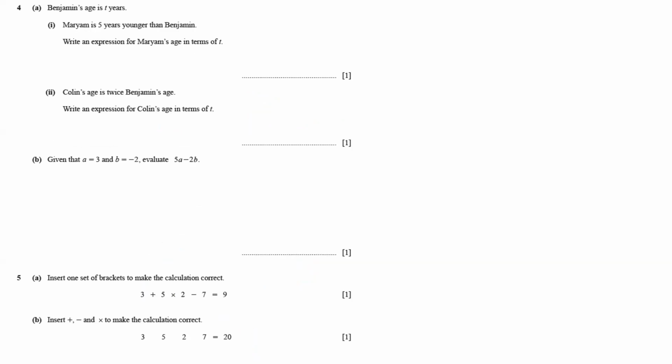Question number 4. Benjamin's age is t years. Mariam is 5 years younger than Benjamin. So write an expression for Mariam's age. So if Benjamin's age is t, so Mariam 5 years younger means her age is t minus 5 years. Colin's age is twice Benjamin's age. Write an expression for it. So Benjamin's age is t. So twice t means 2t.